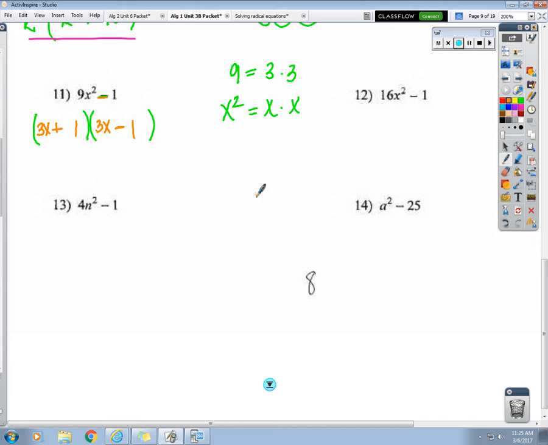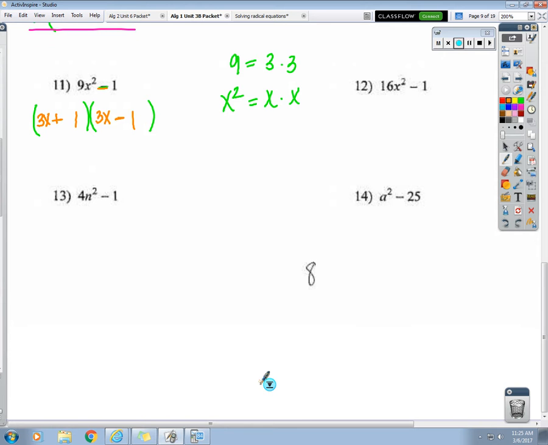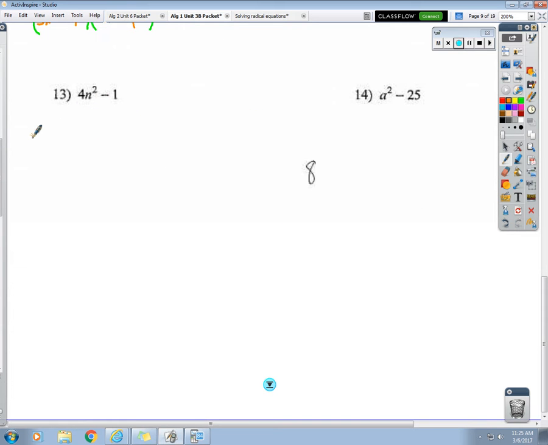This is different. Okay, so look at number 13. Again, we're dealing with a difference of two squares. Difference, because minus means difference. Two squares, because isn't 4n squared a perfect square? Why is 4n squared a perfect square?